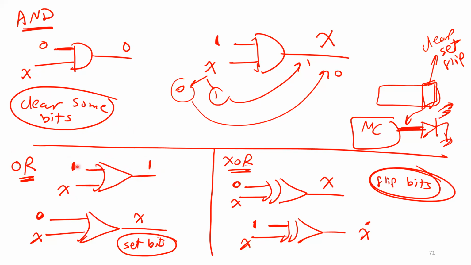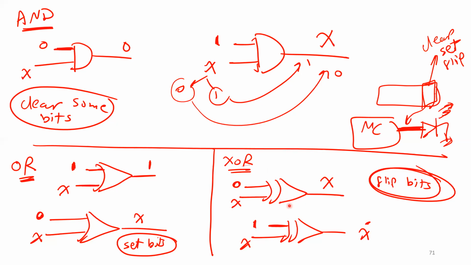So anyway, here, if one input is 1, don't look at the other one. The result is just 1 right away, right? But if the input is 0 with X, I'm going to get X here. Okay, guys? Let's look at how XOR works. XOR should work this way. 0 XOR X, I'm going to get X. So 0 is not going to change this input. This input will be here, right?